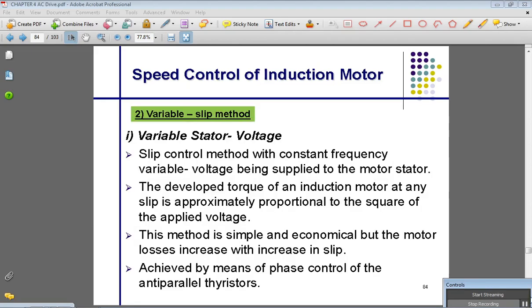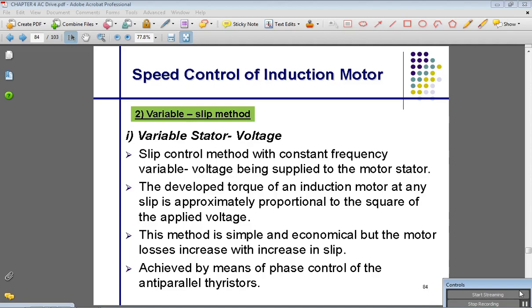Okay, now we move to the second method, which is the variable slip method. It also has two approaches: varying the stator voltage, and varying the rotor resistance. First we discuss the approach of variable stator voltage. For this approach, the electrical or supply frequency is kept constant, but the voltage will be varied when supplied to the motor stator.